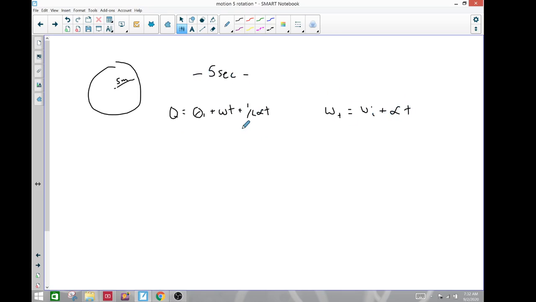So let's run this through. Initially, the angular velocity is 0. It doesn't have any push. The angular acceleration is 0.5, and we're doing this for 5 seconds. So 5 times 0.5 is 2.5 radians per second. That would be my angular velocity at 5 seconds. Okay. Now the next thing we want to do.